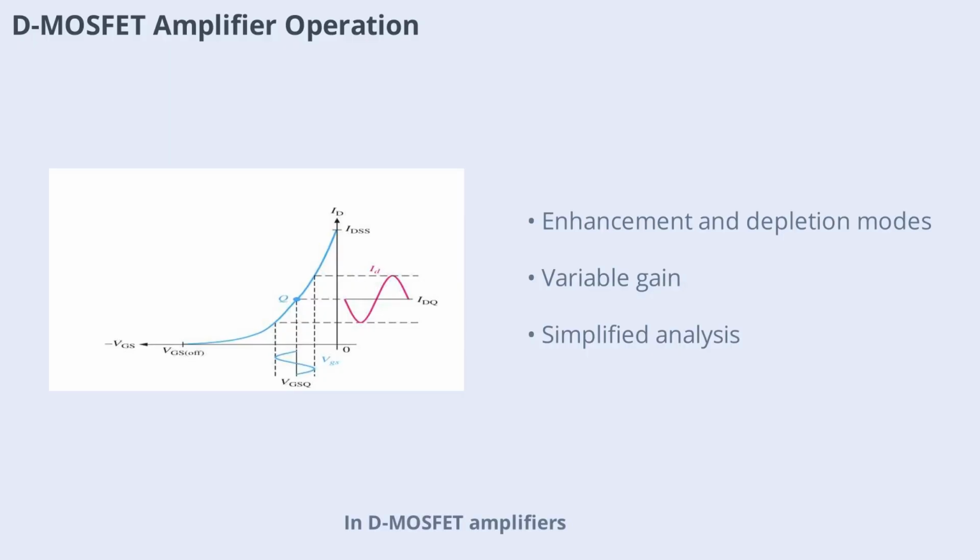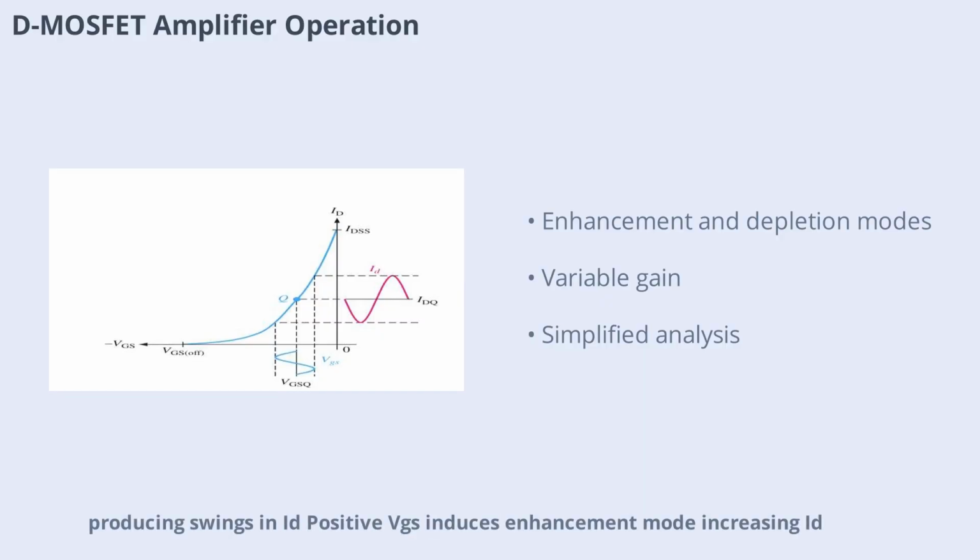MOSFET amplifiers. The signal voltage causes VGS to swing above and below zero, producing swings in ID. Positive VGS induces enhancement mode, increasing ID, while negative VGS induces depletion mode, decreasing ID. The DC analysis is simpler than for JFETs, as ID equals IDSS at VGS equals 0. This operation is ideal for amplifying signals with variable gain.